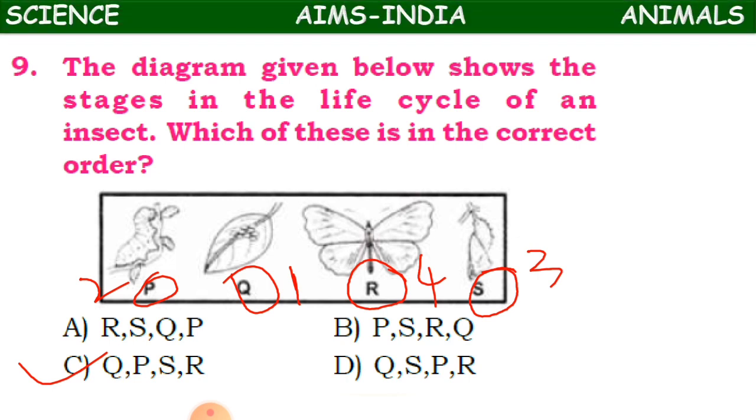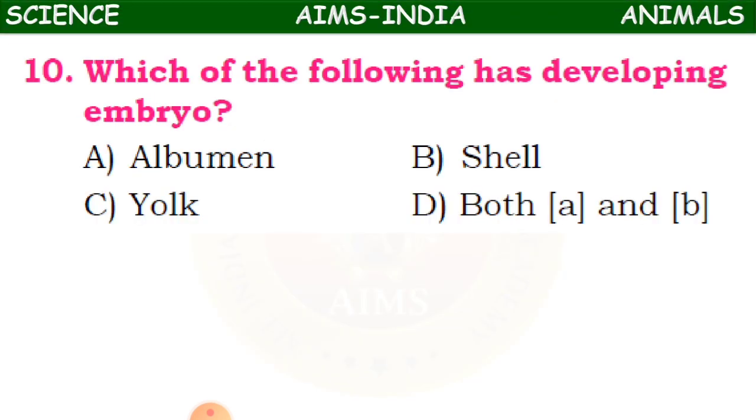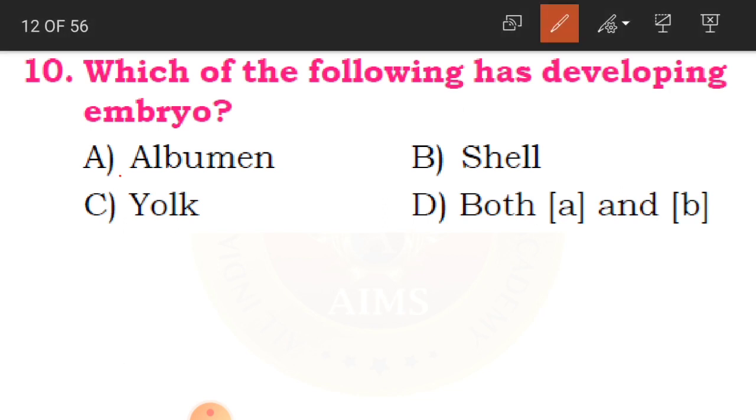Clear, children? Now, the 10th question. Which of the following has the developing embryo? What is an embryo, children? It is what is inside the egg. And where is it? That we have to identify here. Whether it is albumen, whether it is shell, whether it is yolk, or whether both A and B, that is albumen and shell. Where does the embryo develop?